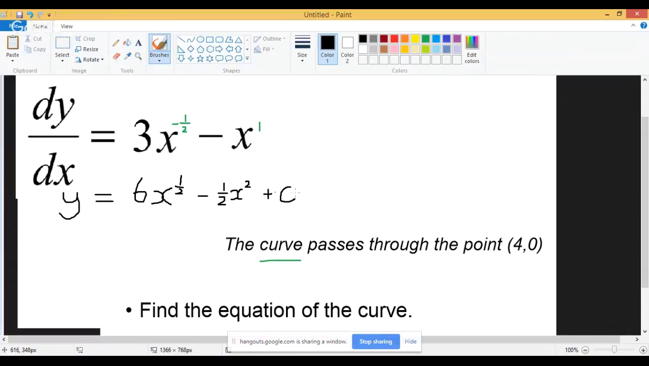How do we find out that constant number? Well, we know the curve passes through the point (4, 0). 4 is your x coordinate, 0 is your y coordinate. So if we put 4 and 0 into the equation, making sure we put them in the right places, we should be able to get an equation that leaves us with c to solve. So let's just do that separately.